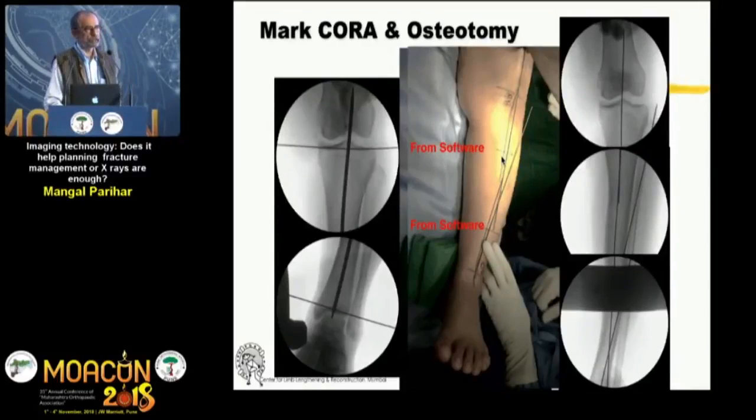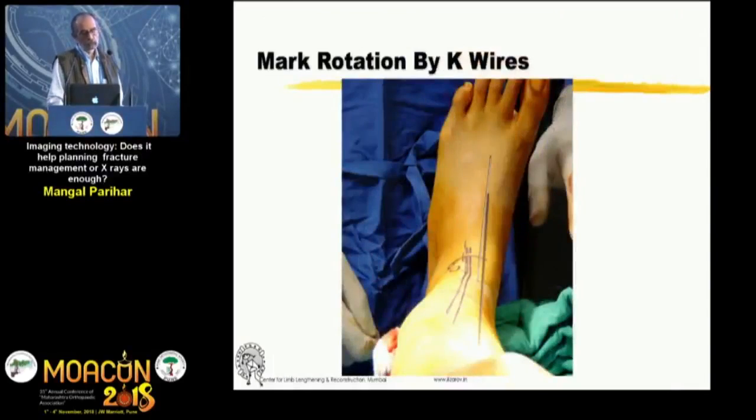Most of the thinking and planning that has to be done is done outside theater. So we marked the track of the nail, marked the level of the osteotomy. These are the points marked by wires which are overlying the bone, to ensure that the software told me that there is no rotation.